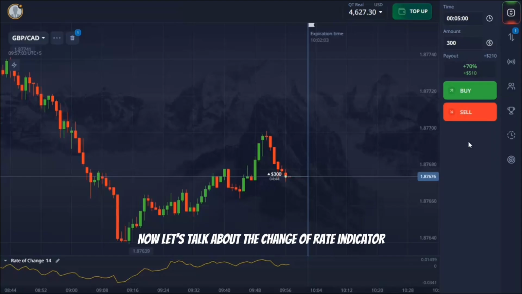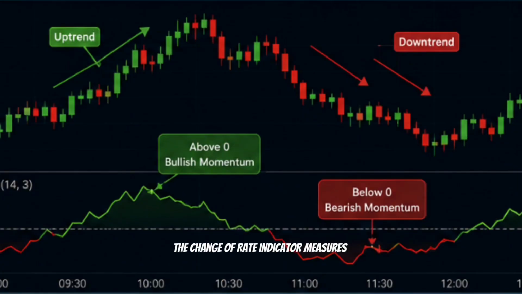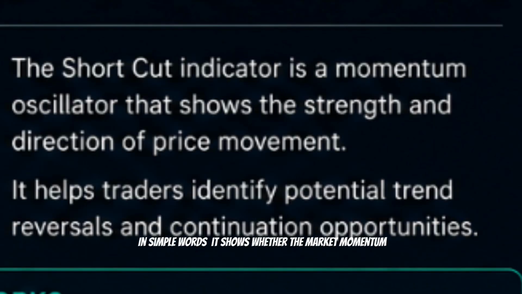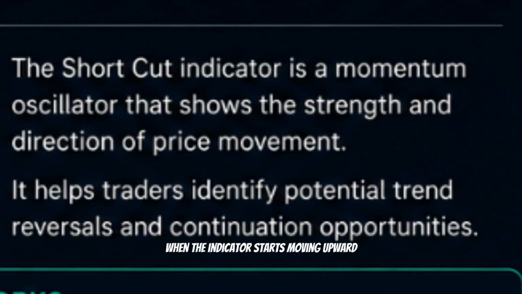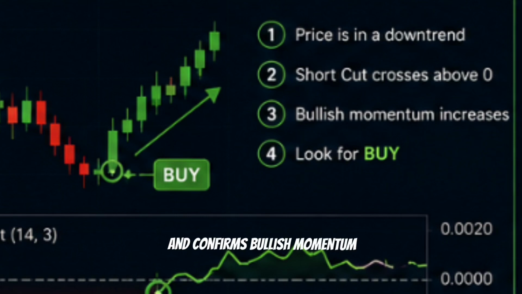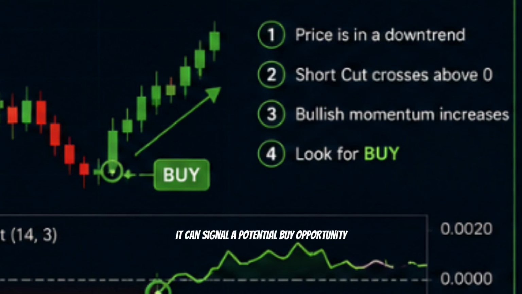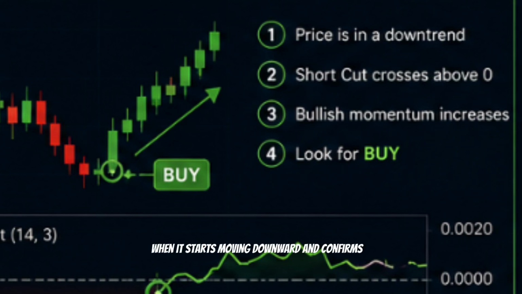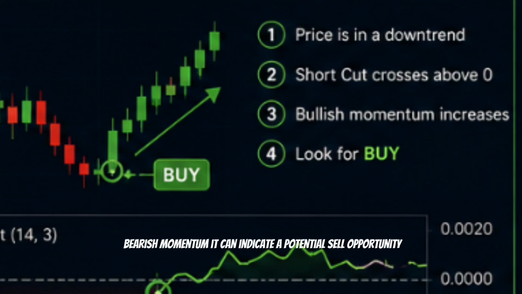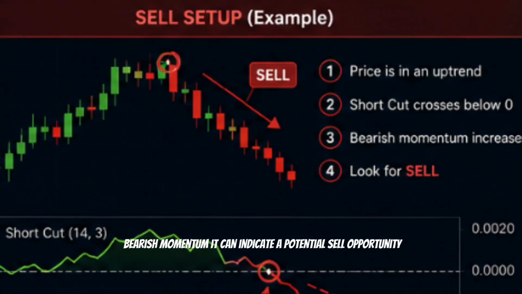Now let's talk about the change of rate indicator. The change of rate indicator measures how quickly the price is moving compared to its previous movement. In simple words, it shows whether the market momentum is getting stronger or weaker. When the indicator starts moving upward and confirms bullish momentum, it can signal a potential buy opportunity. When it starts moving downward and confirms bearish momentum, it can indicate a potential sell opportunity.